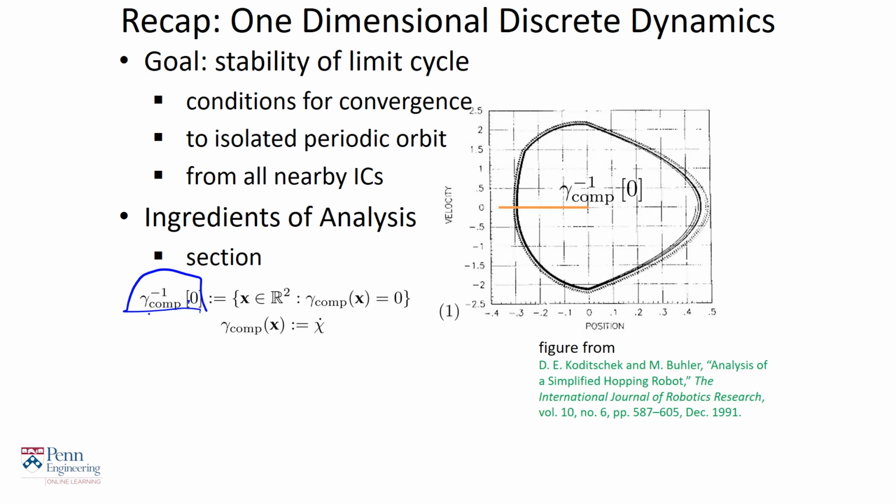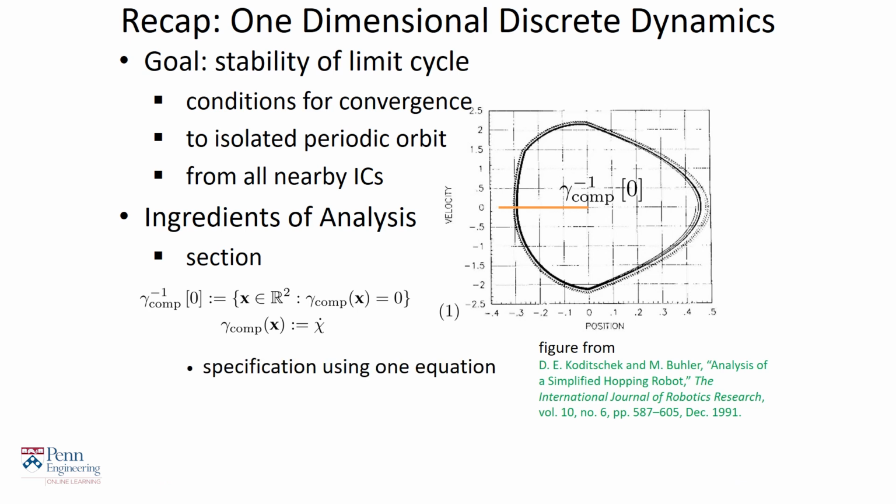But remember, the mathematicians overload their notation often, and here what they're showing you is that the inverse of the set 0, the set of initial conditions that go to 0, is exactly the set chi dot equals 0, and I've painted it in this orange color on the figure. So here's this section that is the set of chi and chi dot pairs that send the guard function gamma comp to 0, right? And that's the section that we're choosing.